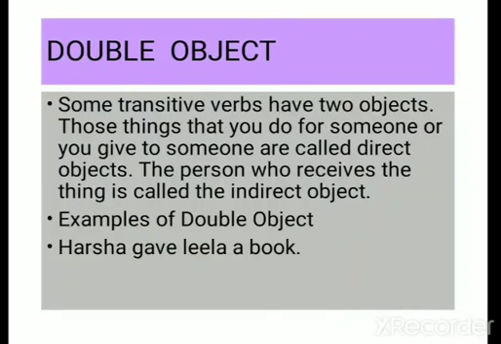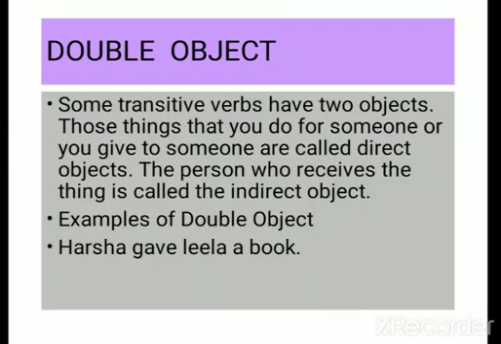Now some sentences have double objects. They contain a direct object and also an indirect object. A direct object answers the question what and an indirect object answers the question to whom. Let's have an example. Harsha gave Leela a book.